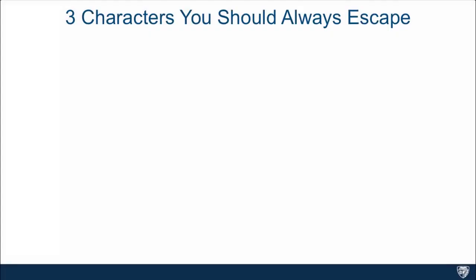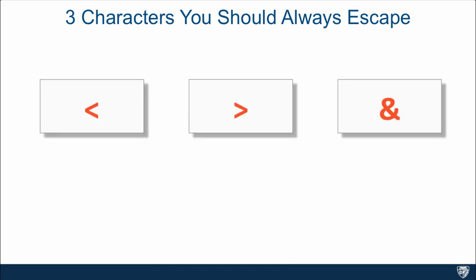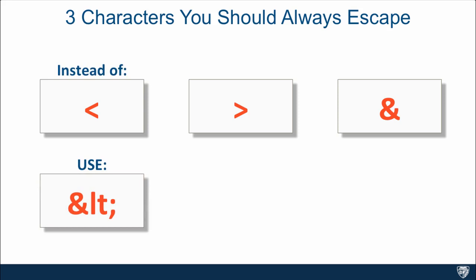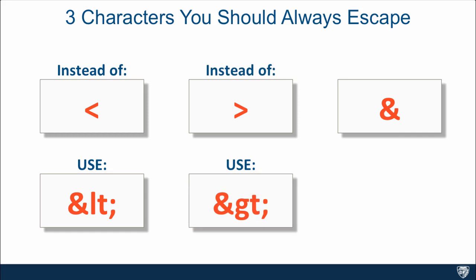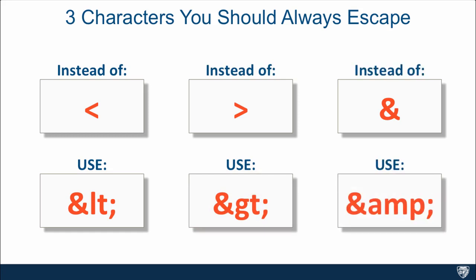Specifically, there are three characters that should always be escaped to make sure they don't cause rendering issues either right away or down the line. And these characters are the following: the less than character, the greater than character, and the ampersand. Instead of using the less than character, you should use the HTML entity, which starts with ampersand and then is followed by LT semicolon. So if you put in your HTML ampersand LT semicolon, the browser will interpret this as a less than character. And similarly, for the greater than character, it's ampersand GT semicolon. And for the ampersand, it is ampersand AMP semicolon.